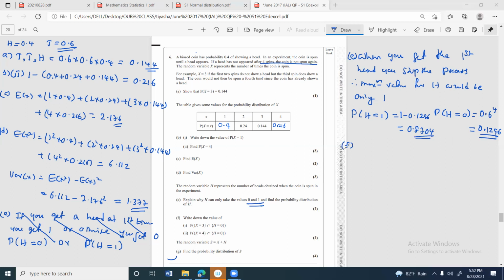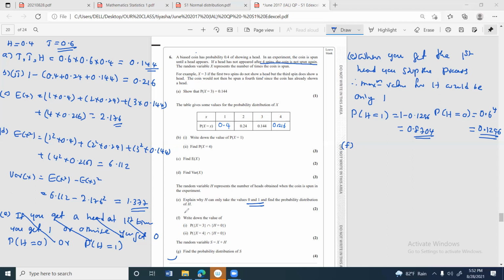You can see, write down the value for x equals 3 and h equals 0. That means after doing it 3 times you don't get a head. They mention x equals 3 means you get a head at 3, and you know that after 3 trials without getting a head, obviously when you trial it 3 times, there's a chance of getting a head over here.